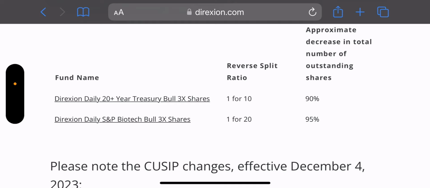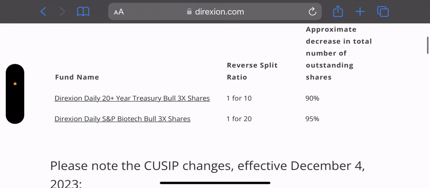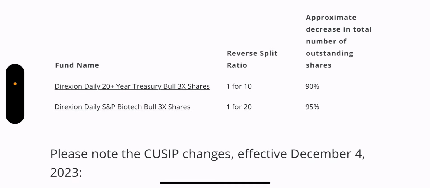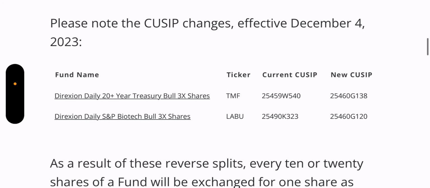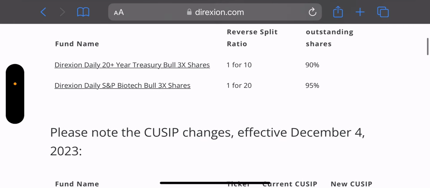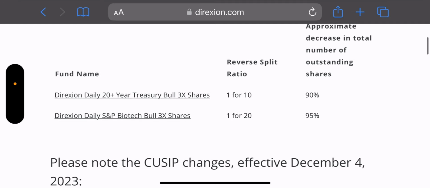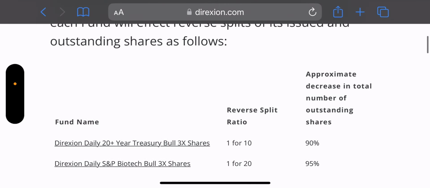Last but not least, I just pulled up Direxion. One for 10, one for 20. Granted, these are triple leverage funds, but still, you get the gist. It's not uncommon for an ETF to do a reverse split. I just want to get that point out. So yes, it looks terrible. It sounds terrible. And in some people's case, it is terrible, but it is not uncommon.